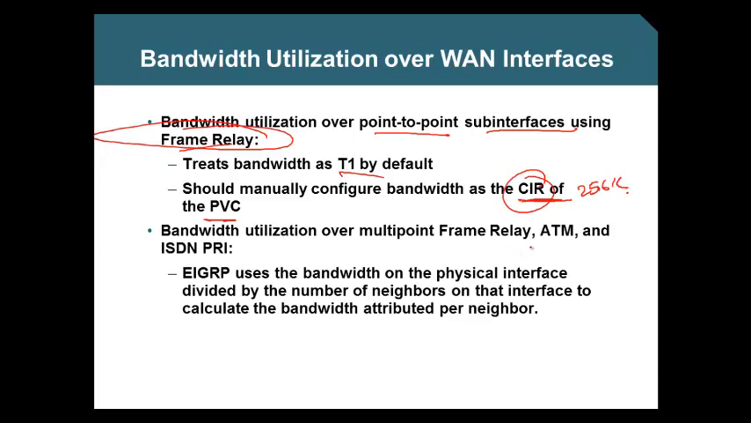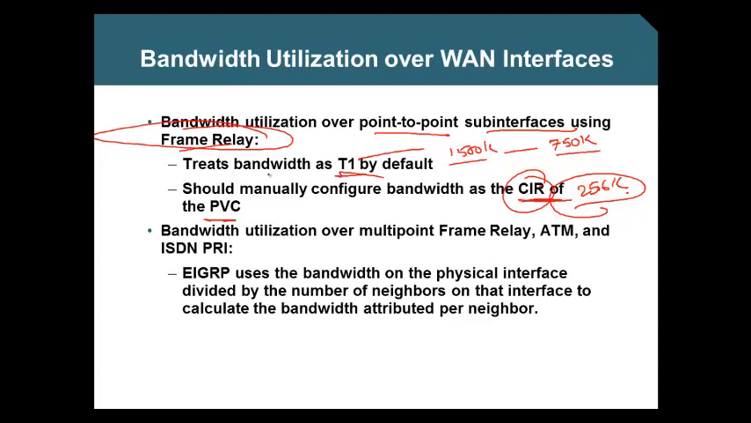But what EIGRP will think is you got a 1500K T1 connection, 1.5 meg. Again, half of it EIGRP is going to block, but you really don't have that much. You just got only 256.